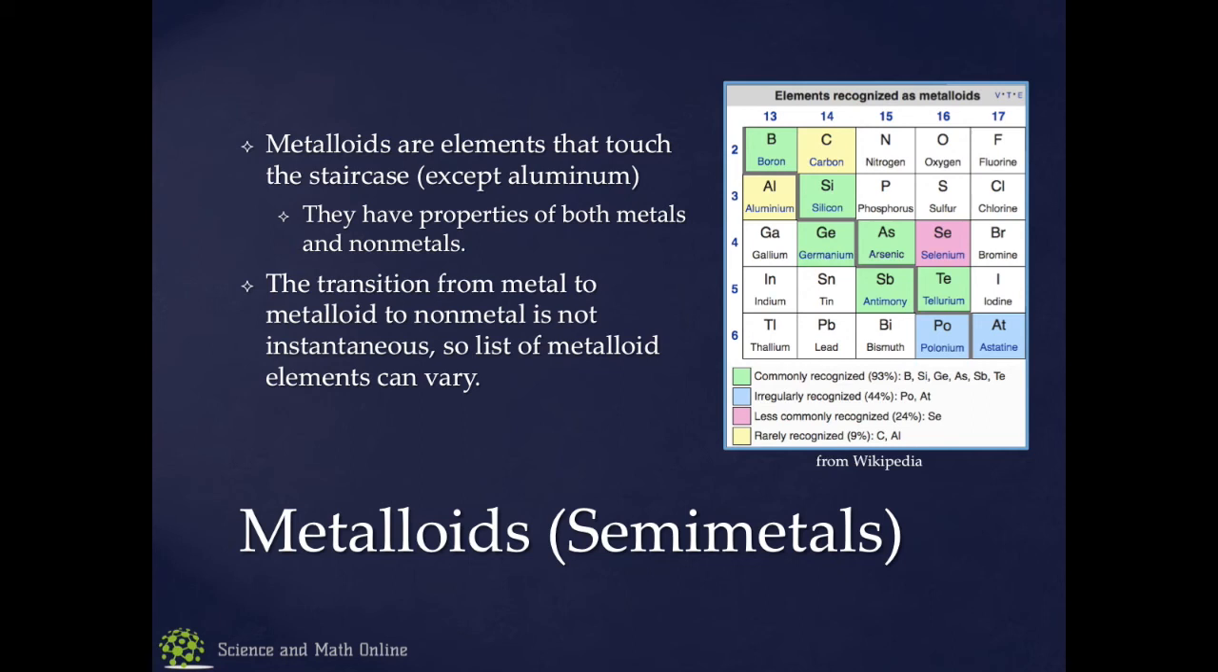Sometimes polonium's thrown in there. Actually, I threw polonium in there on mine. That's one I've seen a good bit. Astatine is sometimes included. And then every now and then people throw in these other ones. But for the most part, the green ones are the most commonly accepted as metalloids. Alright, so that gives us the history and the structure of the periodic table. And we will pick up with all the properties of these groups in the next video.